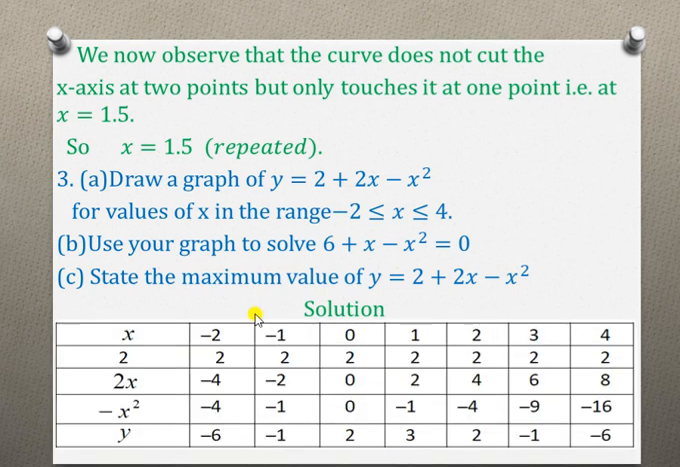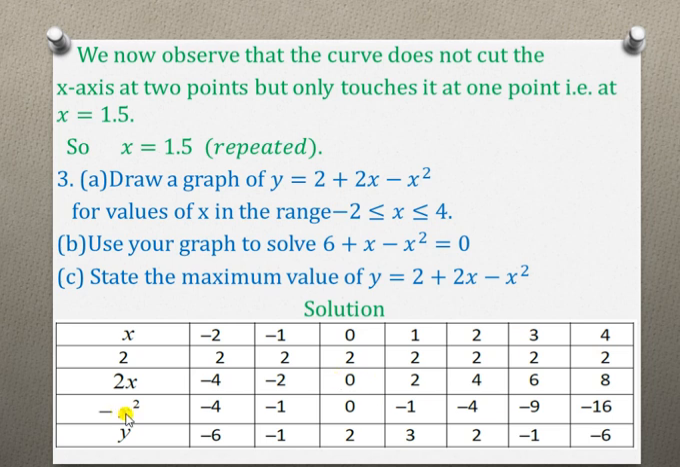Draw our table basing on the range given to us, -2 to +4. That is why you see all this. Come to 2. 2 is a constant, so you maintain it all through. 2x means you get each value of x multiplied by 2. You will get all these values.